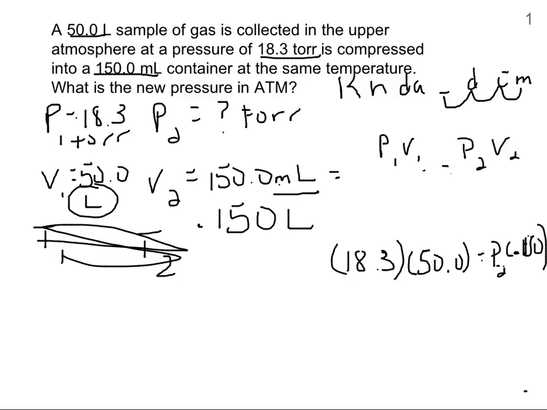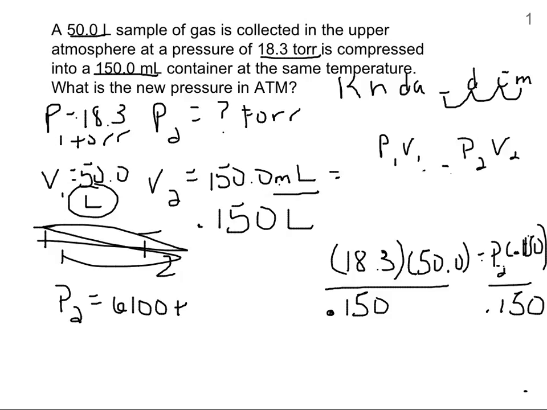So we need to get P2 by itself. We divide by 0.150 on both sides. The next thing we need to do is get our calculators out and do 18.3 times 50 divided by 0.150. And we see that P2 equals 6,100 torr. But notice, I'm sorry, this is messed up. It should be all lowercase.